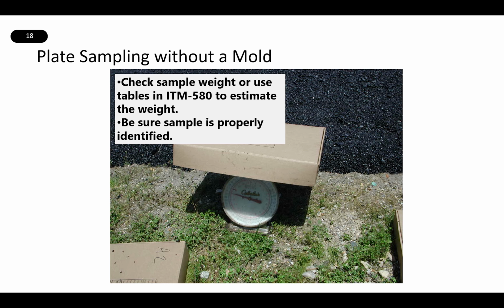As mentioned earlier, it's very important to make sure you have a sufficient amount of material in each box. All mixes except for open grade, SMA, and 4.75 millimeter mixes need 11,000 grams of material in each box. This is approximately 24 pounds per plate sample box.